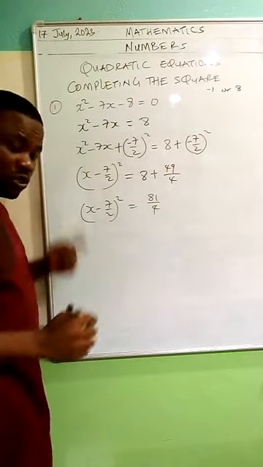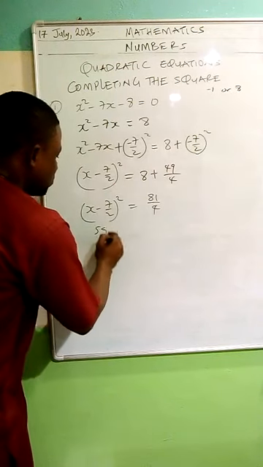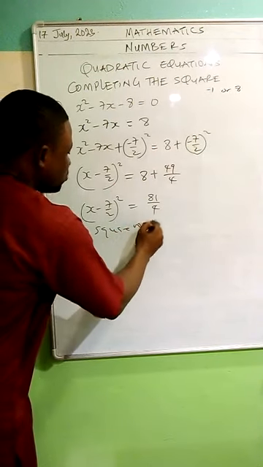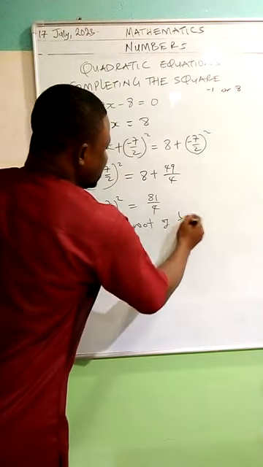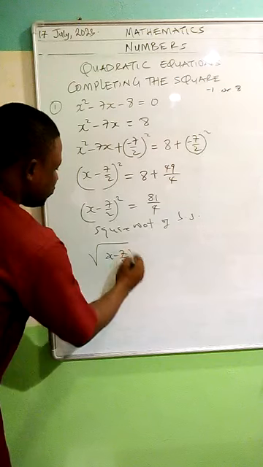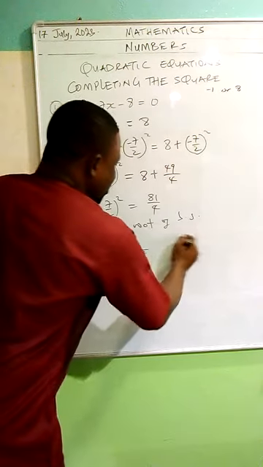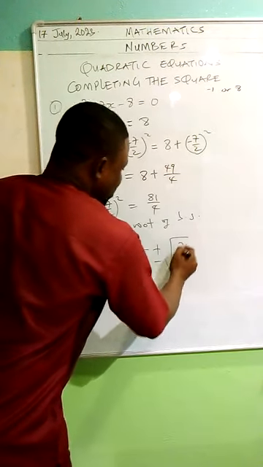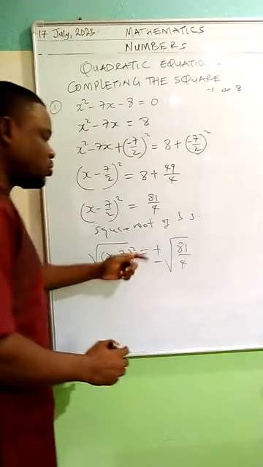So I square root both sides. If I take the square root of both sides, I'll end up getting the square root of x minus 7 over 2 all squared. Now on this side, plus or minus the square root of 81 over 4. I've shown you this before.